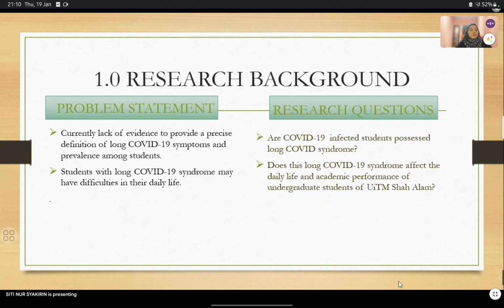Moving on to the problem statement, there is currently a lack of evidence of the precise definition of long COVID-19 symptoms in students, and also long COVID might affect their daily life. So what are the research questions? The research questions are: do COVID-19 affected students possess this long COVID syndrome, and does this long COVID-19 affect the daily life and academics of undergraduate students?